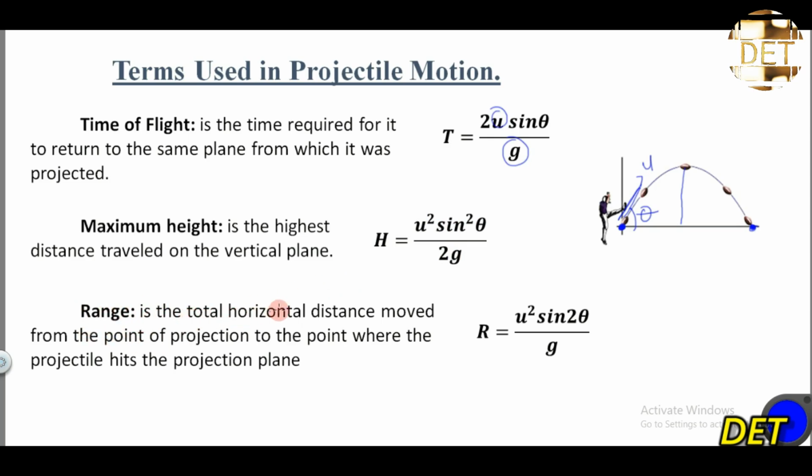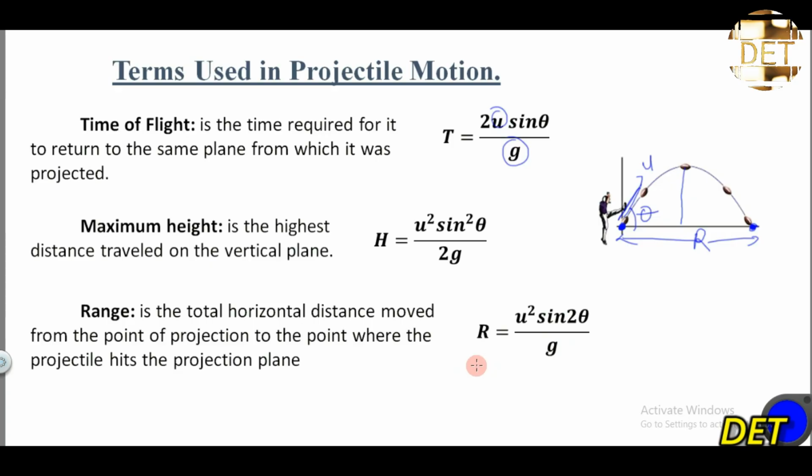Range is the total horizontal distance moved from the point of projection to the point where the projectile hits the projection plane, right? So this horizontal distance from here to here is called the range. And the formula for range is u squared sine 2 theta over g.